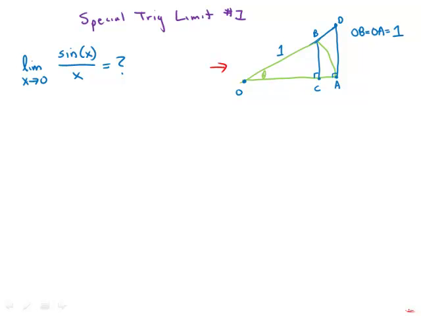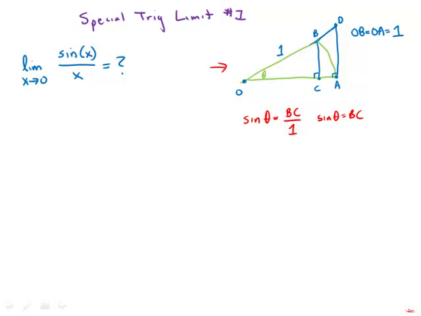From O to B is a radius, and from O to A is also a radius, and the radius equals 1. So we know that the sine of theta, of course, equals BC over hypotenuse. In other words, sine of theta equals the length of BC.